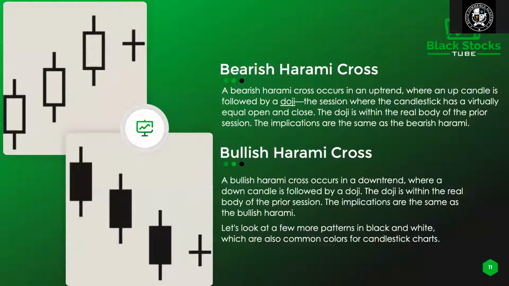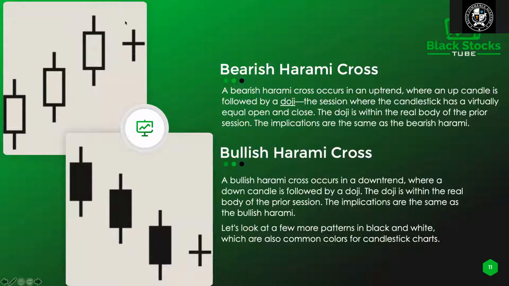for our options contracts. Bearish Harami cross, all right, a bearish Harami cross occurs in an uptrend where an up candle is followed by a doji. The session where the candle has a virtually equal open and close. The doji is within the real body of the prior session. The implications are the same as the bearish Harami.